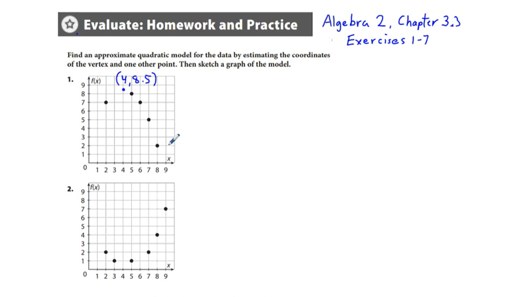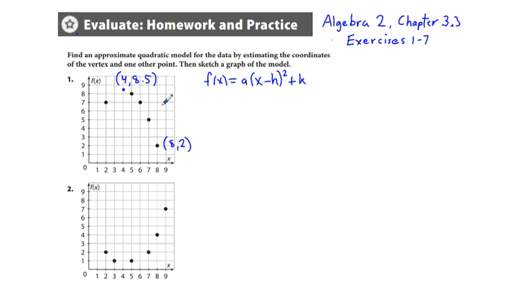And then as far as one other point, we have this other one down here at (8, 2). So using the standard form, which is f of x equals a times quantity x minus h squared plus k, we're going to substitute in what we have. Well, we know the vertex here, (4, 8.5). And we know what h is, we know what k is, we don't know what a is.